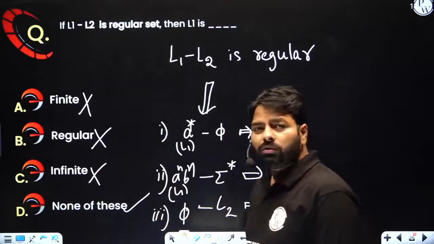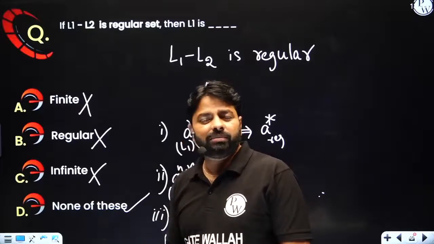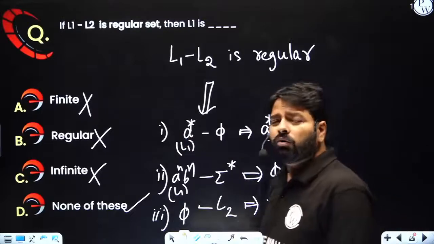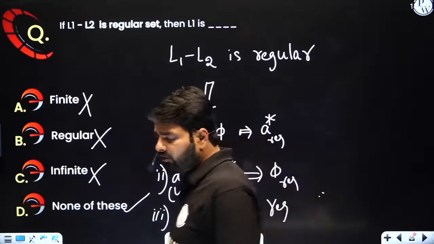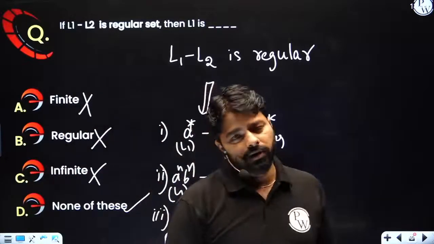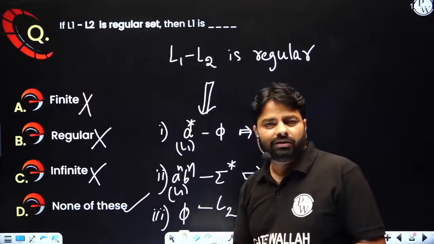So what did you conclude? L1 is maybe finite, maybe infinite, maybe regular, maybe non-regular. You have all the possibilities for L1 when L1 minus L2 is regular. Now your homework is to think about L2 and what possibilities you have. Okay.